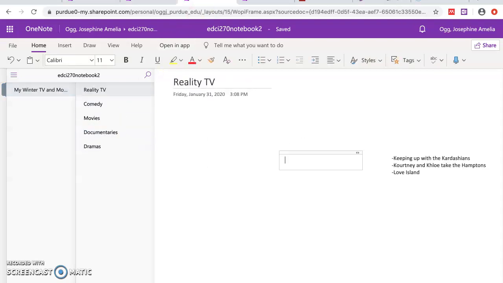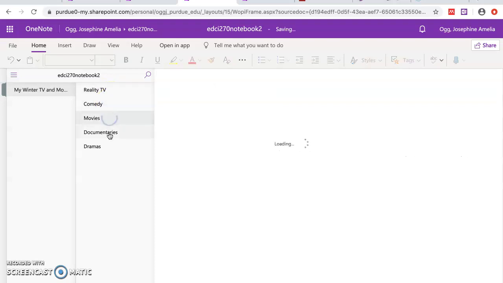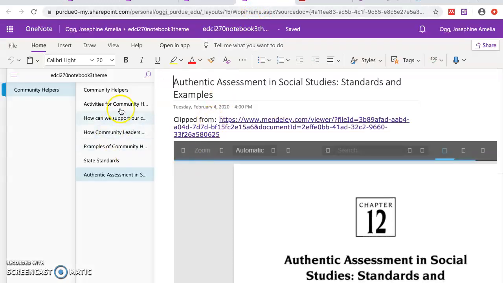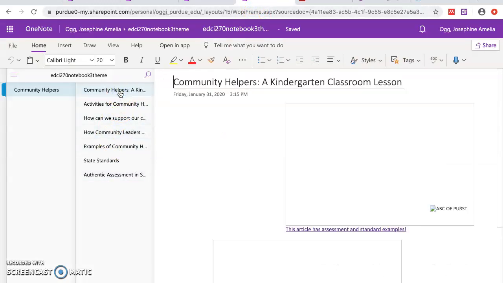And then for the second notebook, I have my winter and TV movie queue. So I have different types of shows and movies and all of that. For my third notebook, of course, I have what is related to my theme.